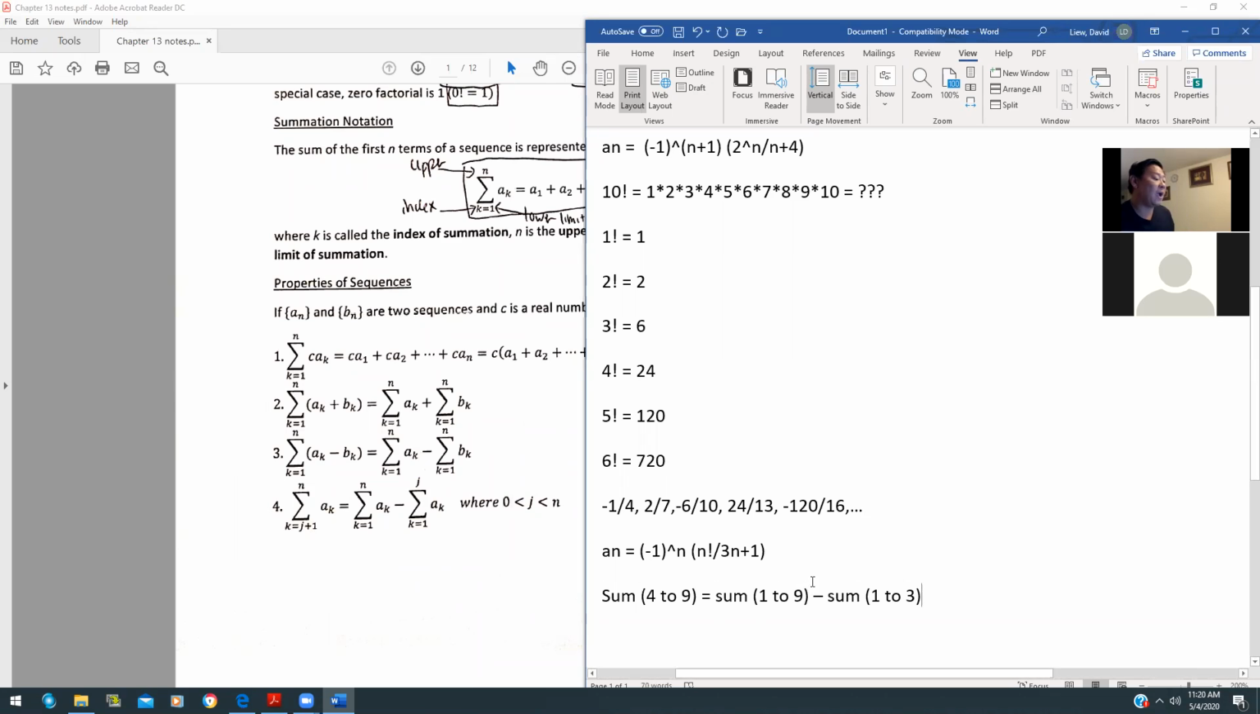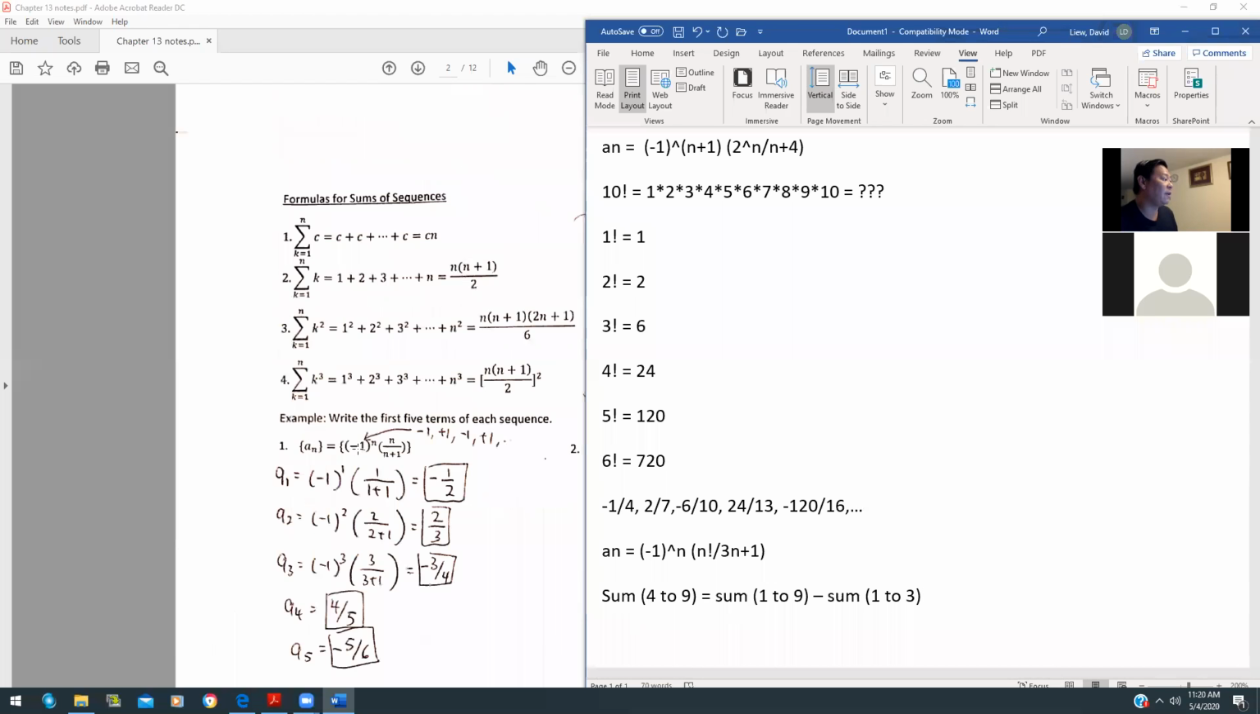So what happens in this case is if you want to add a partial sum, we call it. So what you do is you add everything from 1 till 9 first, and then you subtract the sum from 1 to 3. So this is the formula for number 4. This only happens when you have a different summation here.